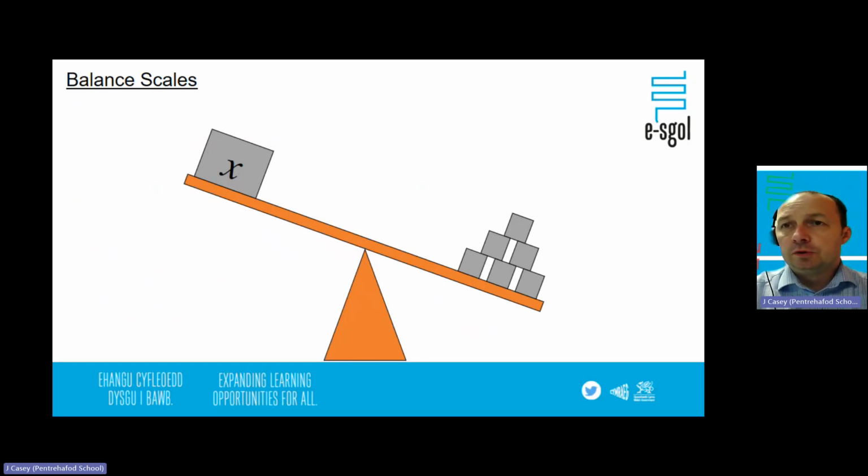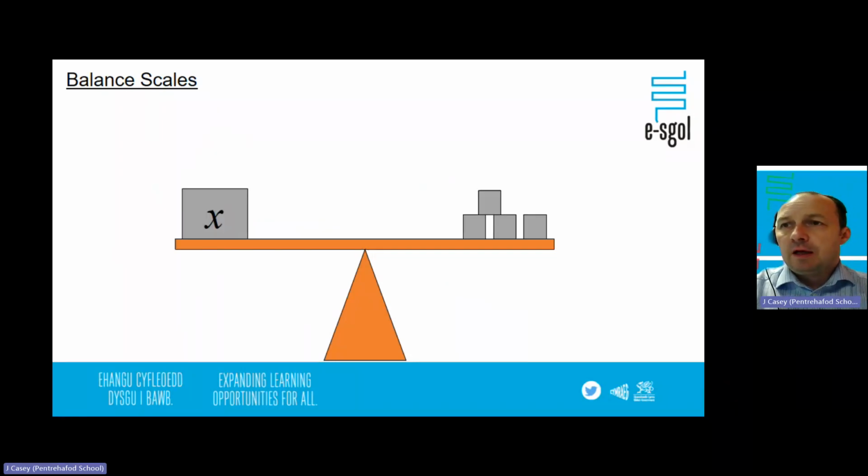Now, what we can also do to sort that out is take 2 blocks off the right-hand side as you're looking at the screen, and that will then restore the balance, and x is the same as whatever's left on the other side. In this case, there's 4 blocks, so we would say x is equal to 4. Now, that's a really fundamental rule: whatever we do one side, we must do to the other. Otherwise the balance and the equation will be incorrect.